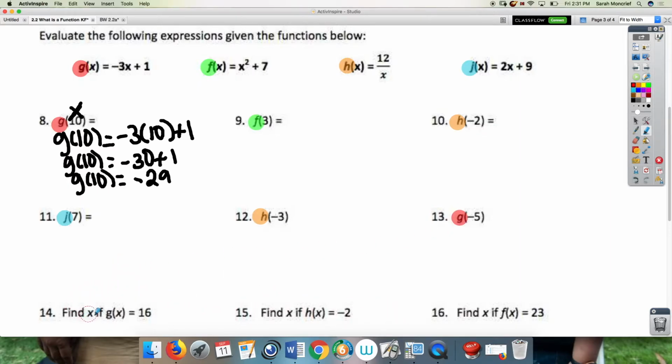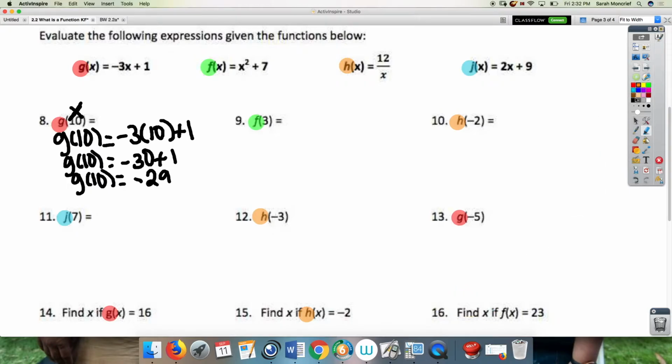If we're looking at 14, it says find x if g of x is equal to 16. This one's a little different, but which function are we going to use? First, because both have g. Both are talking about g of x. Let's look at 15. It says find x if h of x is equal to negative 2. Are we going to use first, second, third, or fourth? Third, because they're both talking about h.